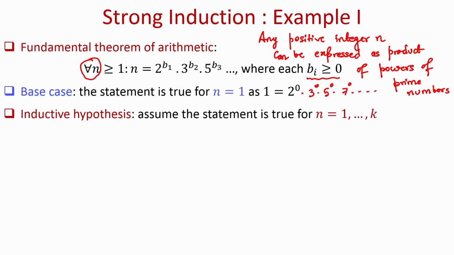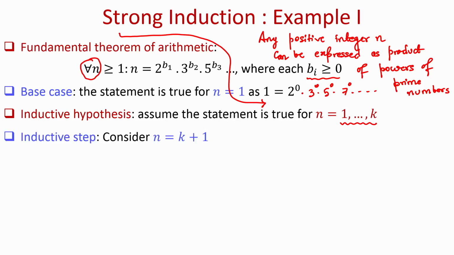Now, I go and prove the inductive step, and while proving the inductive step, since I am using strong induction, my inductive hypothesis will be that assume that the statement is true for all values of n or all integers n from 1 to k. I do not know what exactly is the prime power factorization of 1, 2, 3, 4 up to k. I do not know the exact prime power factorization, but I am just assuming that this statement is true for all numbers in the range 1 to k.